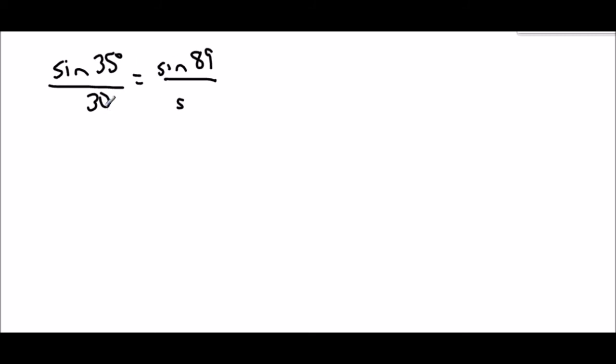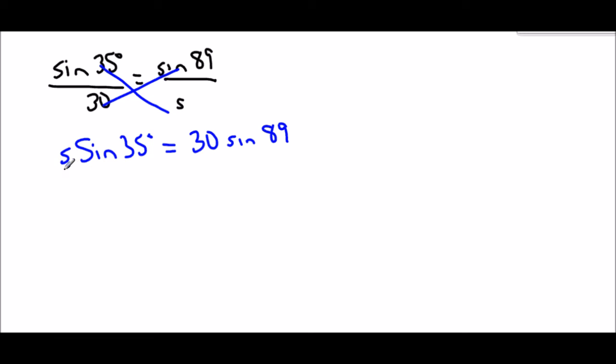Again, cross multiply is a shortcut to dealing with a proportion, meaning an equation with a single fraction equal to a single fraction. So I'm going to multiply sine 35 times s. So that would look like this. And I know we don't normally capitalize sine, I just wanted to differentiate it from side s. And then this cross is 30 times sine 89.